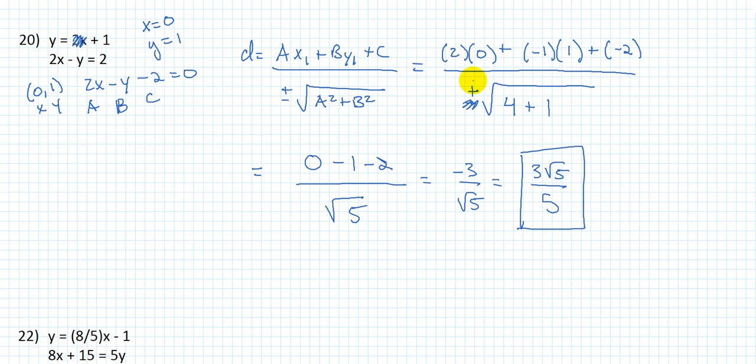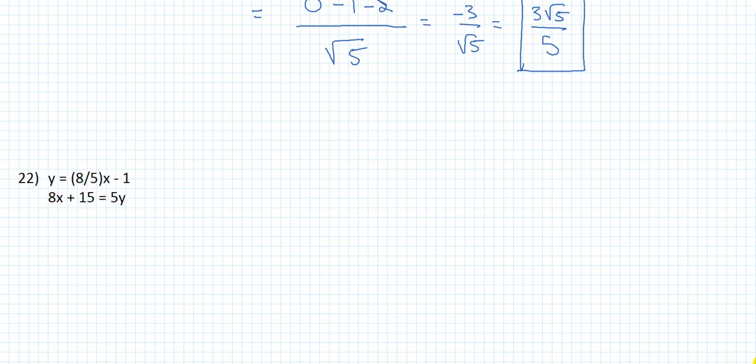Okay, so you get 0 minus 1 minus 2 over negative 5, root 5. So that's equal to negative 3 over root 5. Drop the negative, rationalize the denominator, and you'll see 3 root 5 over 5. Alright, last problem that we have, 22.